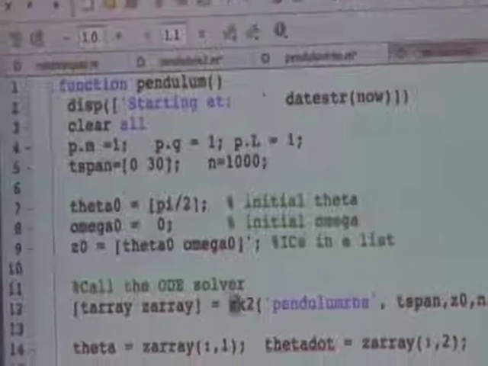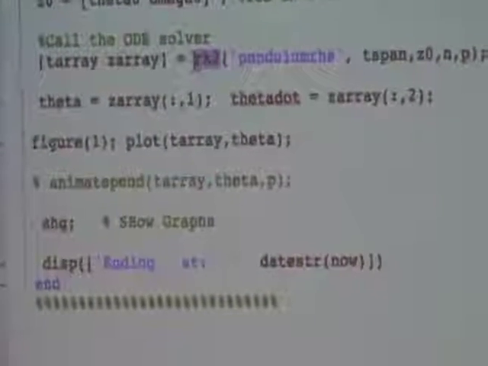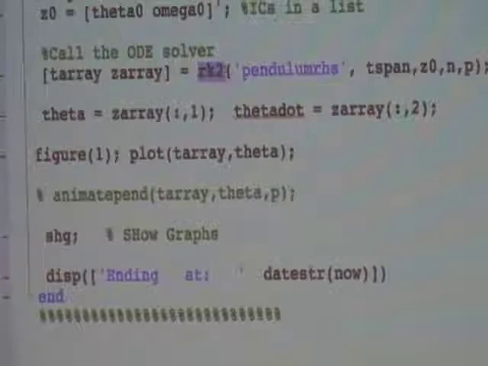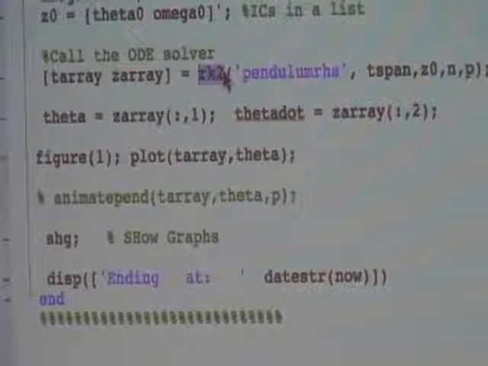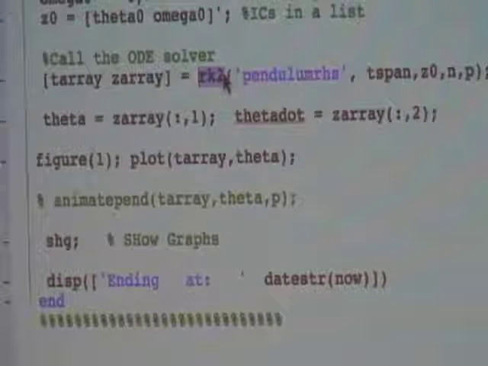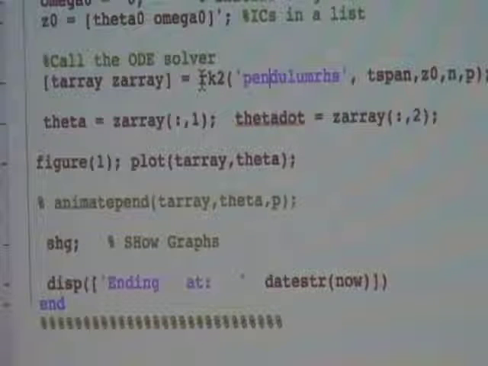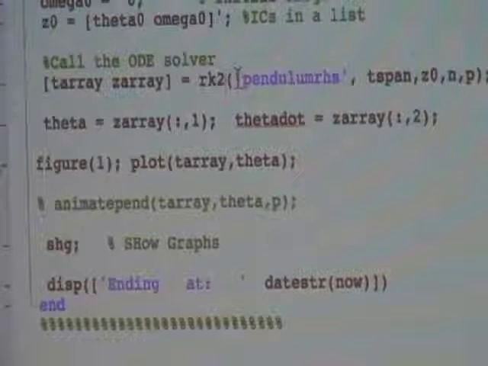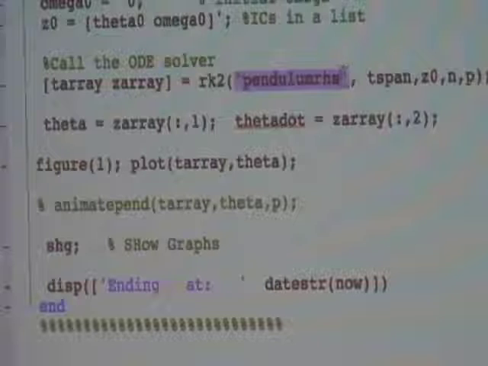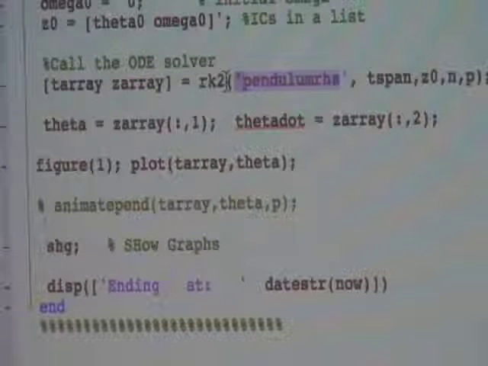Then we're going to solve this. How do we solve it? In this case, I'm using our RK2 solver, which I can show you, but I'm not going to. This was Euler's method improved by taking a half a step, looking at the derivative there, and then using that to take a whole step. You should be able to write that by yourself. We put the right-hand side in a file we call pendulum right-hand side. We pass that into this.